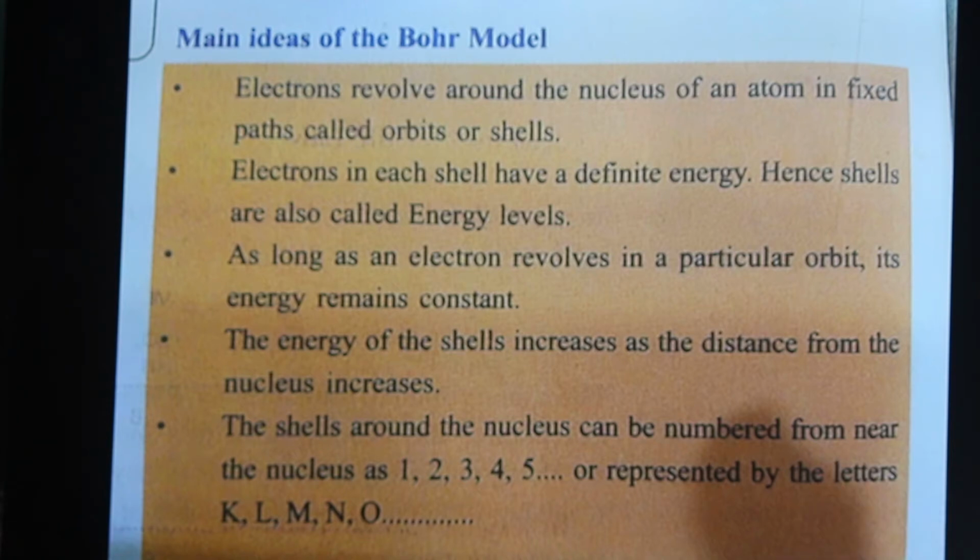The last and final one, that is, the shells around the nucleus can be numbered from near the nucleus as 1, 2, 3, 4, 5, or respectively by the letters K, L, M, N, O. These are the main ideas of the Bohr atom model.